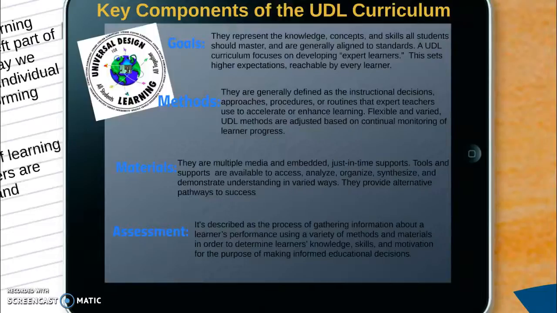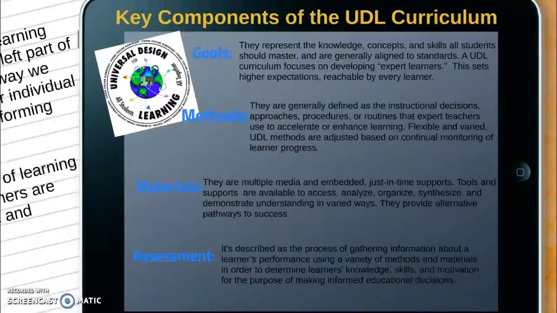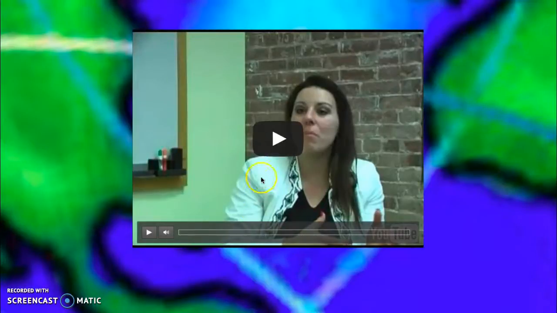Assessment is described as the process of gathering information about a learner's performance using a variety of methods and materials in order to determine learners' knowledge, skills, and motivation for the purpose of making informed educational decisions. This is achieved in part by keen focus on the goal distinct from the means, enabling the provision of supports and scaffolds for construct irrelevant items. By broadening means to accommodate learner variability, UDL assessments reduce or remove barriers to accurate measure of learner knowledge, skills, and engagement. Now let's watch a short video clip of an administrator sharing her experiences observing UDL in the classroom.